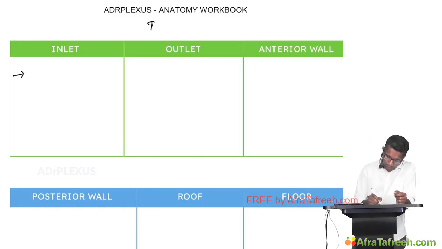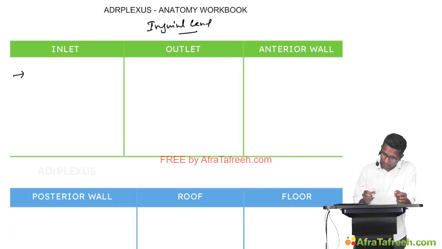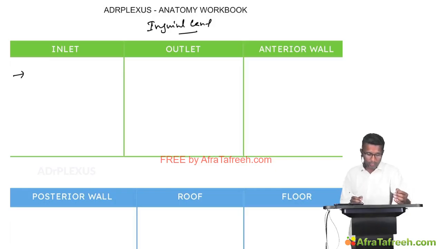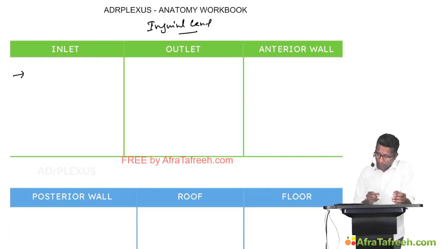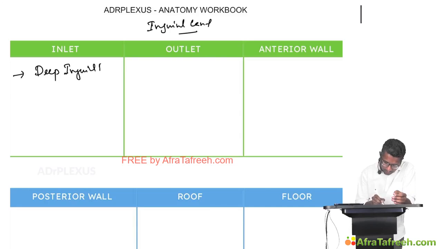So this is about the inguinal canal. Where do you see the inguinal canal inlet? What is the inlet of the inguinal canal called? The inlet of the inguinal canal is called the deep inguinal ring. Very good, guys. It is called the deep inguinal ring.